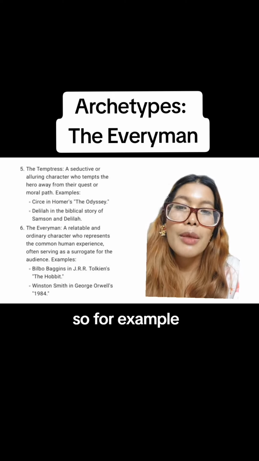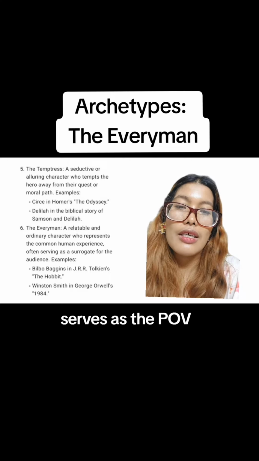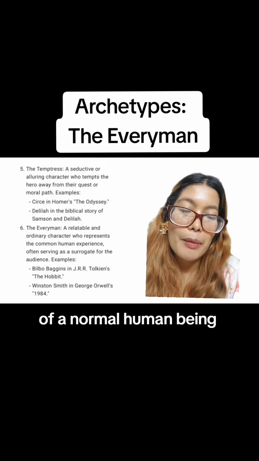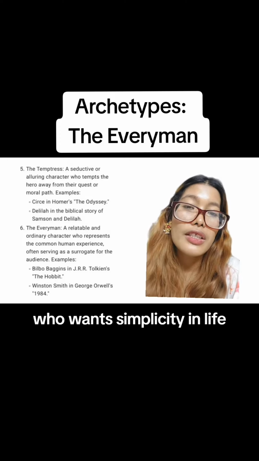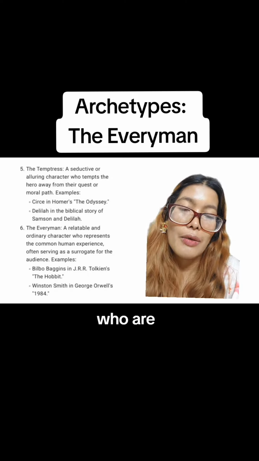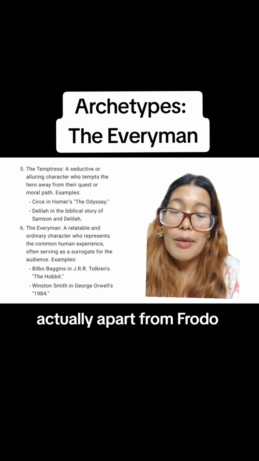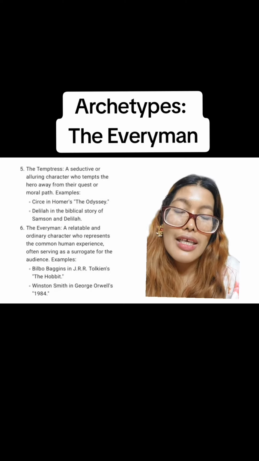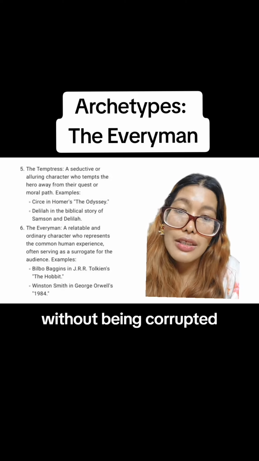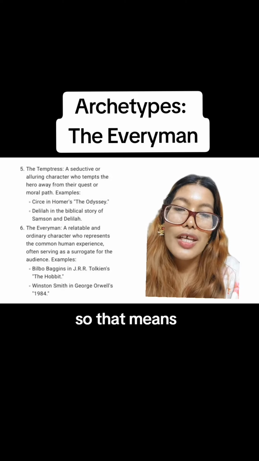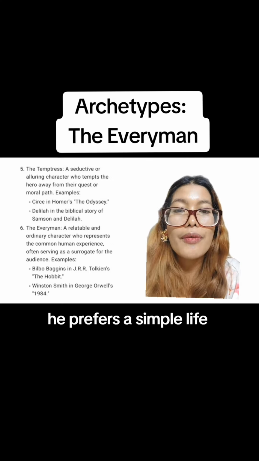So, for example, Bilbo Baggins in J.R.R. Tolkien's The Hobbit serves as the POV of a normal human being who wants simplicity in life, who really doesn't like the power struggles. Actually, apart from Frodo, he is the other person who can touch the ring without being corrupted. So that means that he is pure only because he prefers a simple life.